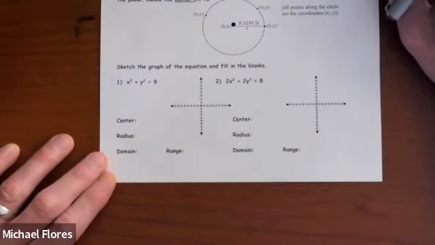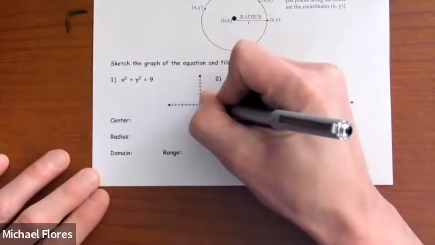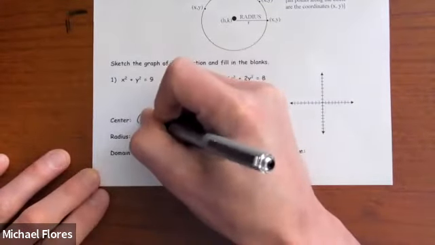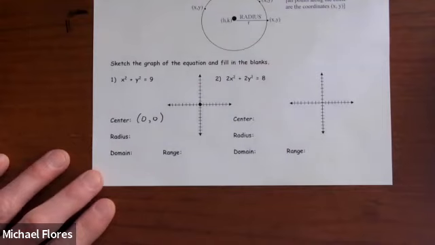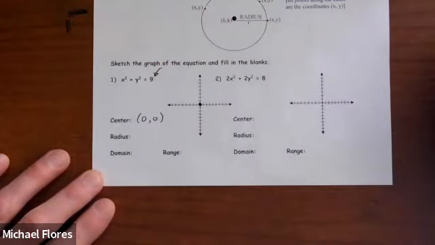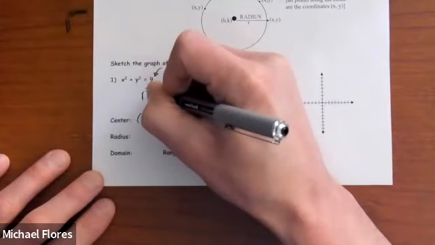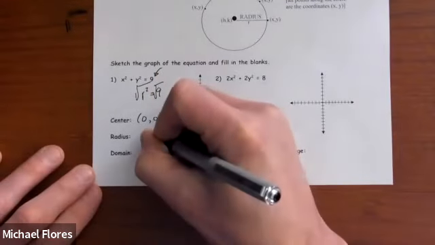Let's see if I can zoom in a little bit. Perfect. X squared plus y squared equals 9. Notice we don't have an h value. We don't have a k value. So our center is going to be 0, 0. And remember that formula once again. X minus h squared plus y minus k squared equals r squared. So this is r squared right there. So in order to solve for r, we would have to square root both sides. So our radius is going to be 3.